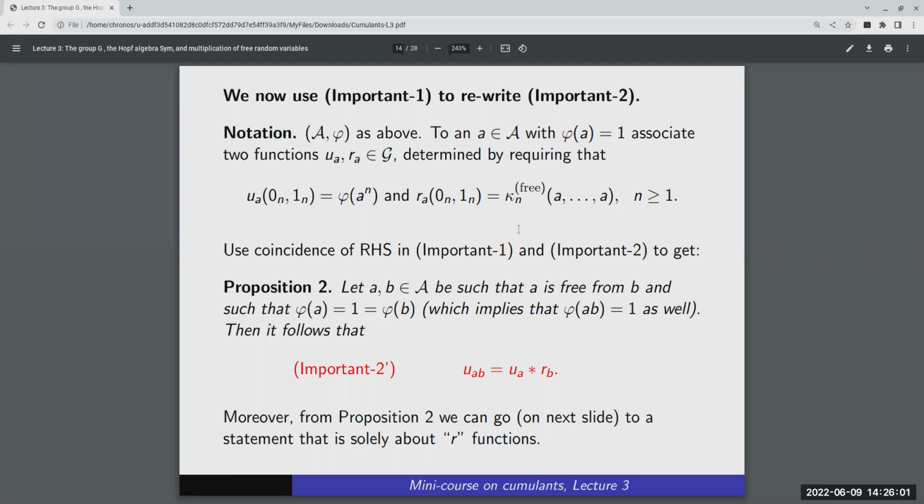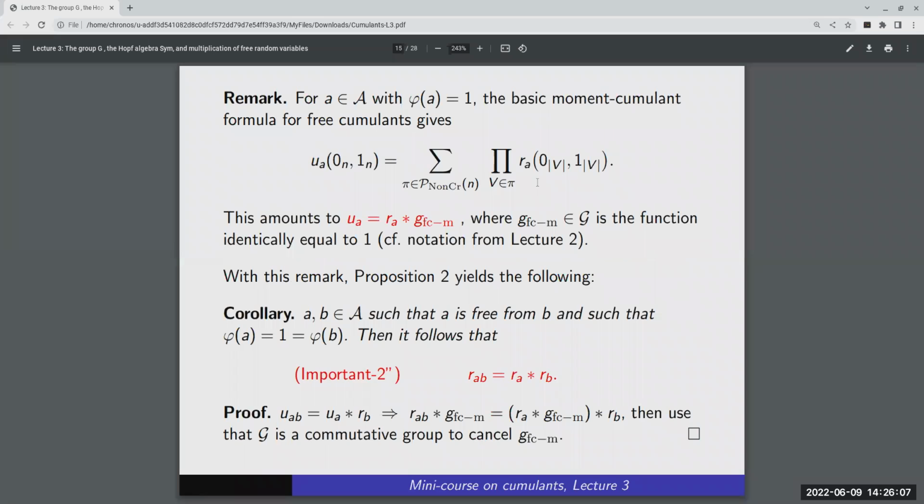U was moments, R was free cumulants. There is a moment-cumulant formula which connects them, which is written here. So U in terms of some other R's, but this is exactly, you can recognize as a convolution in the group G. It's just a sum, because here you put some ones as the partner to create the convolution from pi to 1n. So actually the U_A and R_A are related by convolution in the group G with a universal object.